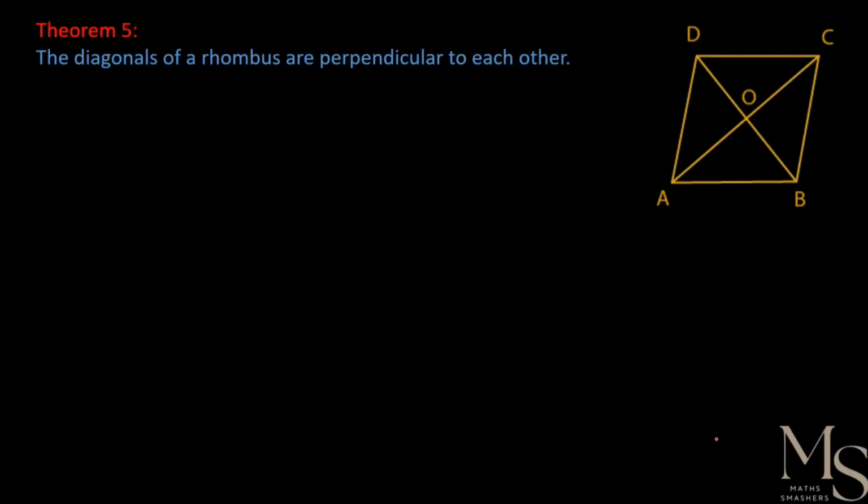What is a rhombus? A rhombus is one whose all sides are equal. So the diagonals of a rhombus are perpendicular to each other. So the diagonals of a rhombus are perpendicular to each other. That means we have to prove that this is 90 degrees and this is also 90 degrees. Okay, this is perpendicular to each other.